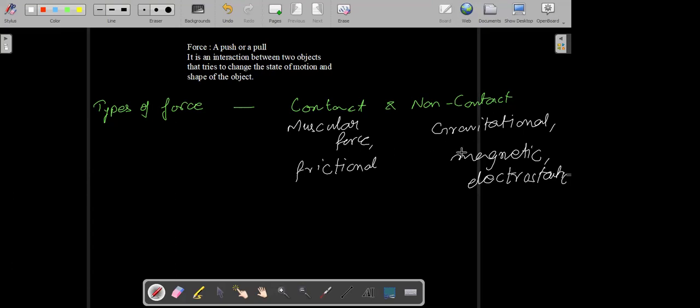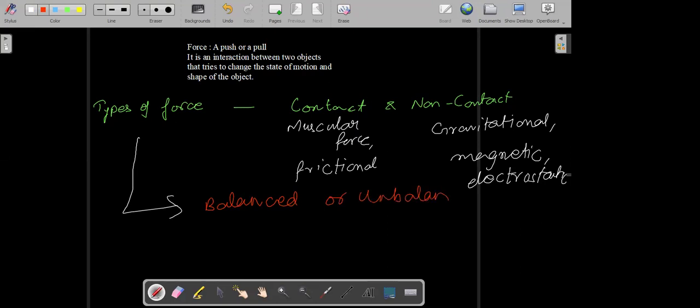We have also seen the types of forces on the basis of whether the forces are balanced or not. So this is another type of force, based on their balancing nature. On the balancing nature, we can say whether the forces are balanced or unbalanced.